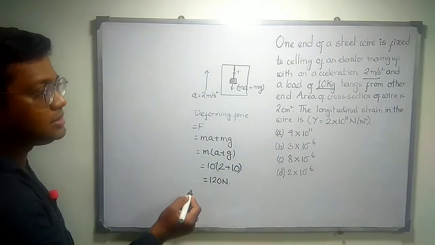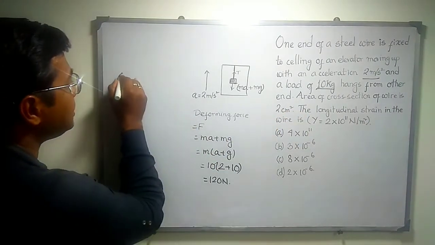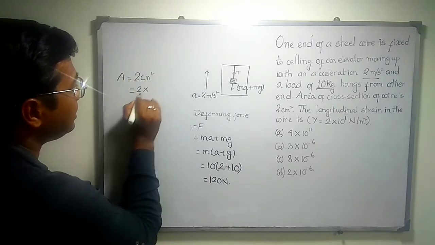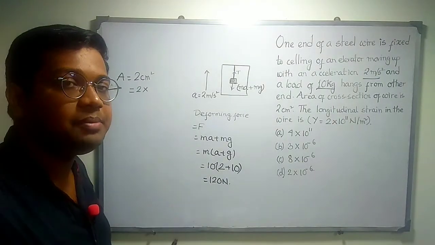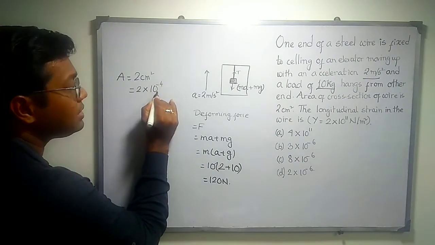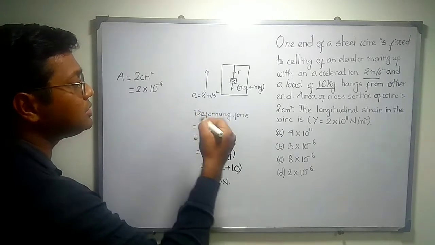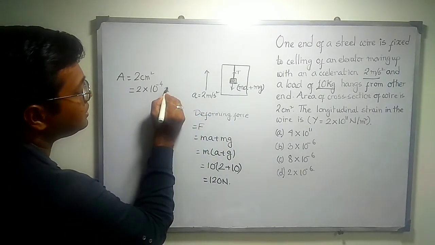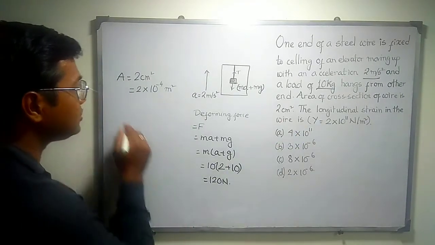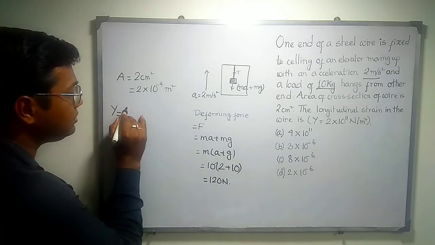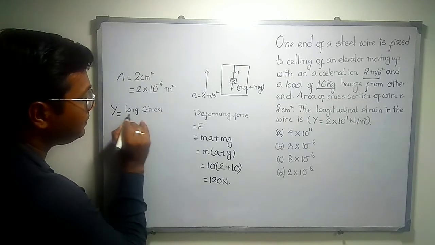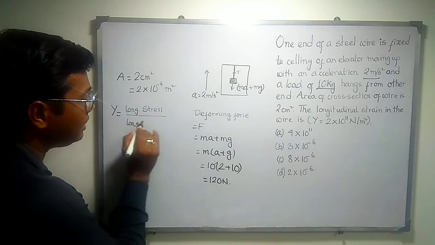Now, for this deforming force F, the area of cross section capital A is equal to 2 centimeter square. Converting centimeter to meter, we divide by 100, and here it is a square, so we divide by 10,000, which is 10 to the power minus 4. So it is meter square. Now, the longitudinal strain we have to calculate. Young modulus equals longitudinal stress divided by longitudinal strain.